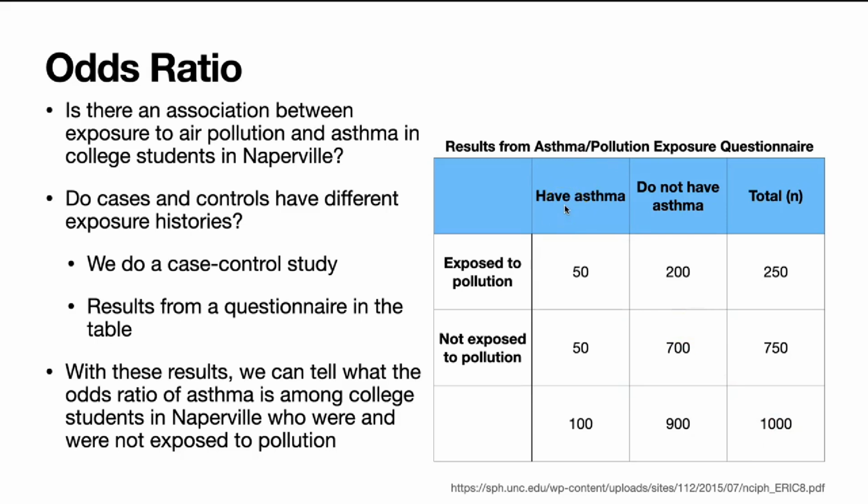Of the people who have asthma, there were 100 of them. 50 of them said yes, they were exposed to pollution. And 50 of them said no, we were not exposed to pollution. Those who do not have asthma, there were 900 of them. 200 of them said yes, we were exposed to pollution. 700 of them said no, we were not exposed to pollution. So the have asthma is our case group, and the do not have asthma is our control group. And we are going to compare the odds of them having been exposed to pollution versus not having been exposed to pollution.